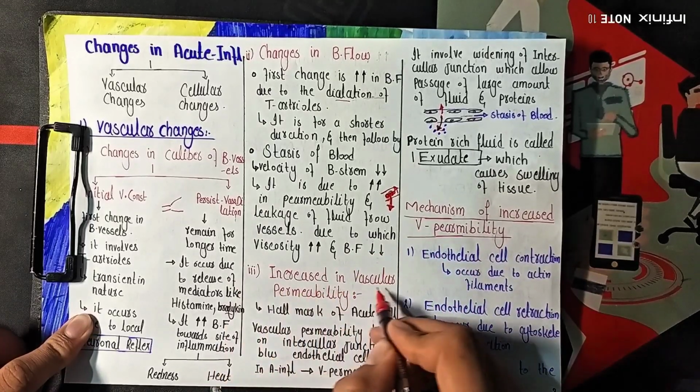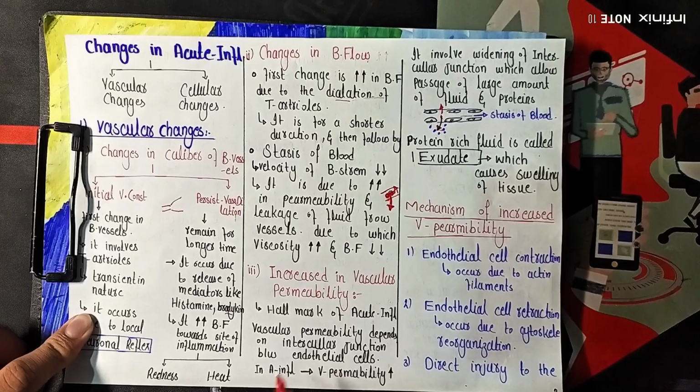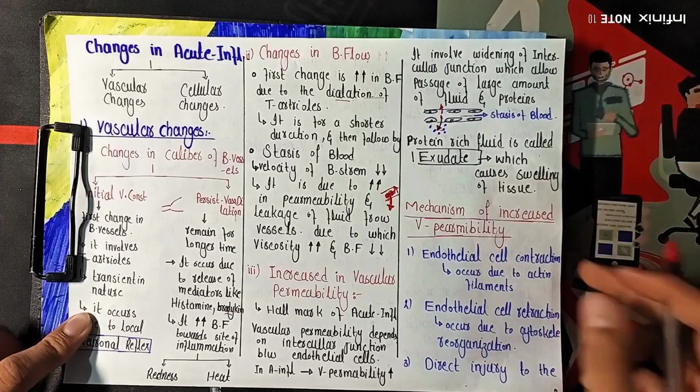अब तीसरा हमारे साथ है increase in the vascular permeability, which is the hallmark of the acute inflammation. And the vascular permeability depends on the intercellular junction or the intercellular pore between the endothelial cells. In acute inflammation, there is increase in the vascular permeability.